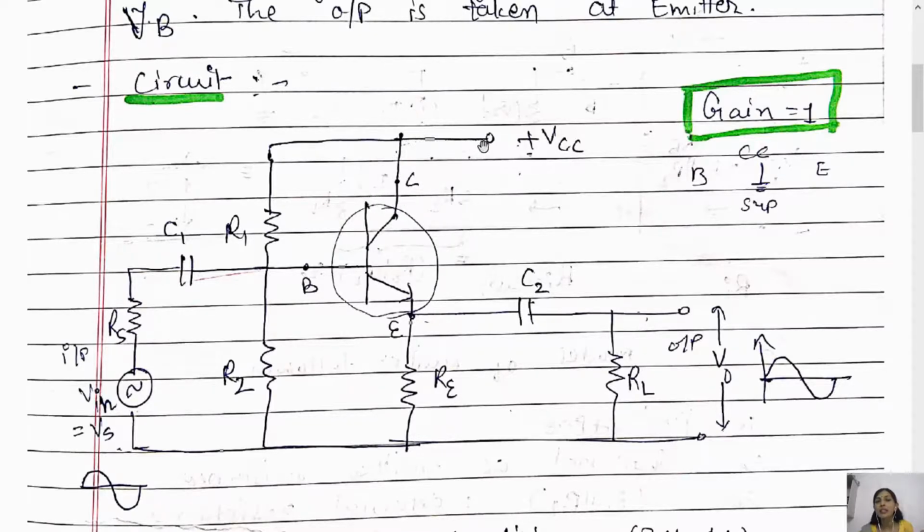The collector is connected with the plus VCC, the main supply. R1, R2 are the biasing resistances, and RE is also the emitter resistance. Input is applied to the base via coupling capacitor C1 and output is collected from the emitter terminal via C2. Load resistance is also connected to the output terminal. That's why we can say that coupling capacitor C2 and RL are connected with the emitter.